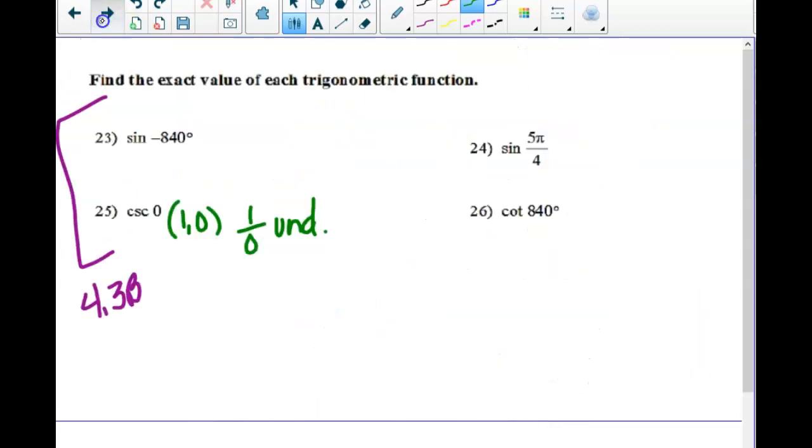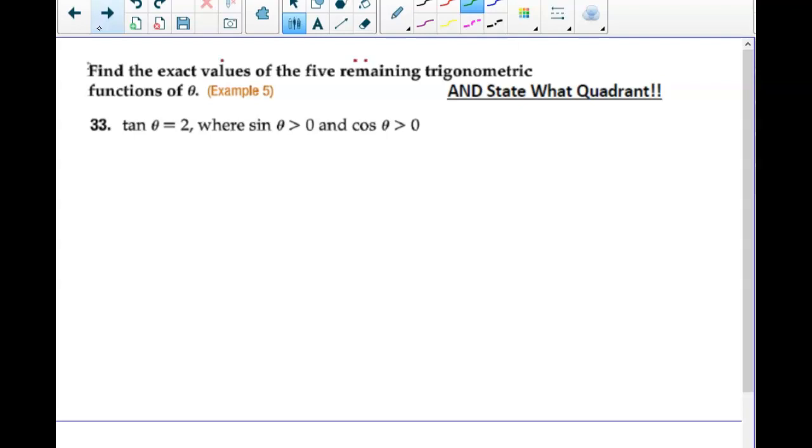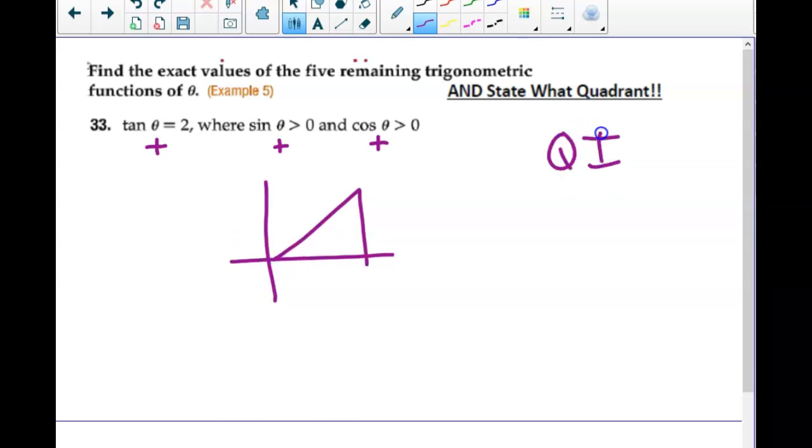All right. Does that take me to the last section? Or did I skip something important? Okay. On these last ones, these are the ones where they give you the clues and you have to draw it in the right quadrant. If the tangent is positive 2 and the sine is positive, which means cosine is positive. So where's everything positive? Okay, so the answer to the quadrant is 1.